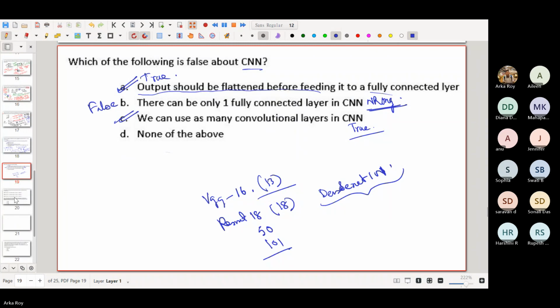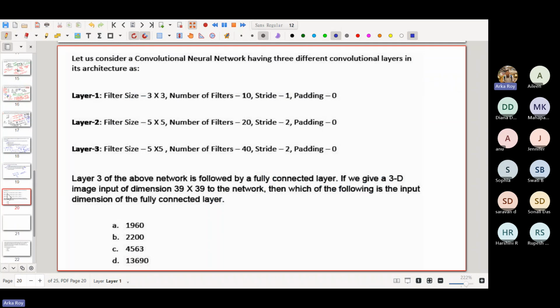Okay. So this is a good example. In this particular question, you have a 3D input of size 39 by 39. So this is a very good question. So 39 cross 39 cross 3. This is the input. So at the first convolution operation, the kernel size has been given as 3 cross 3. Number of filters is 10. Stride is 1. Padding is 0. So first tell me what will be the size of the output for the first case.